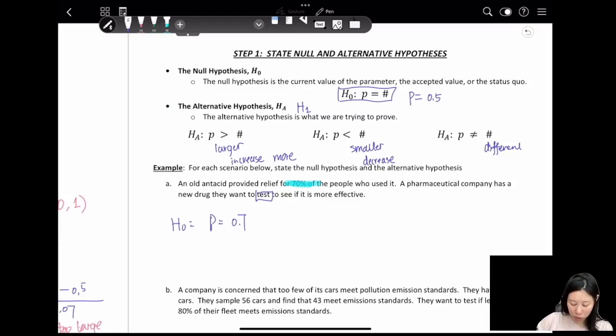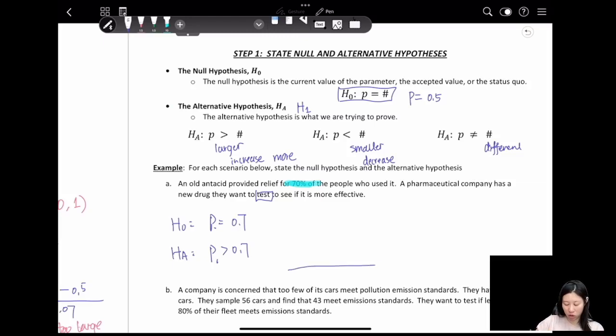Okay, so what would be the alternative hypothesis? The alternative hypothesis is something that we are trying to prove. When trying to prove, look at the last sentence: see if it is more effective. More means greater than the same number, so p is greater than 0.7.